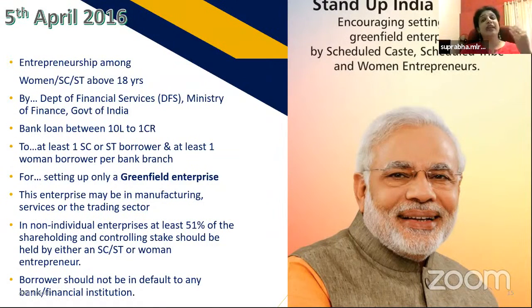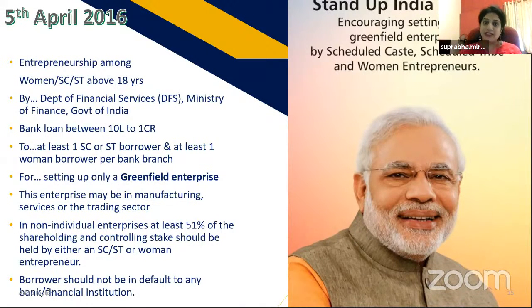So scheduled caste people, scheduled tribe people, and women entrepreneurs could benefit from the Stand Up India scheme. This was launched again in Narendra Modi's period, on 5th April 2016. They wanted to make people from these castes, and women, into entrepreneurs. The condition was that the candidate, either from SC, ST, or a woman, should be above 18 years. There are some more eligibility criteria which we'll check out. The in-charge of this initiative was DFS, that is the Department of Financial Services, Ministry of Finance, Government of India.